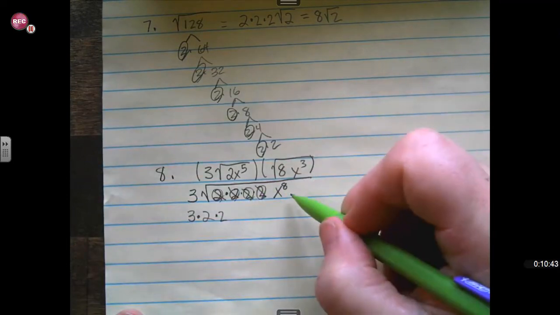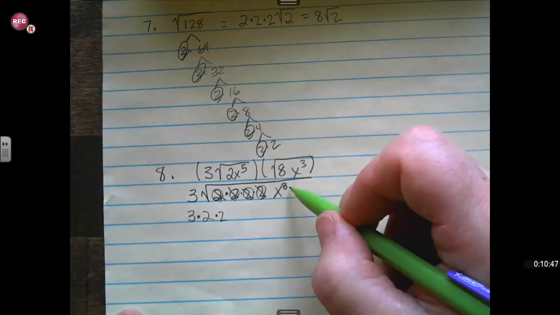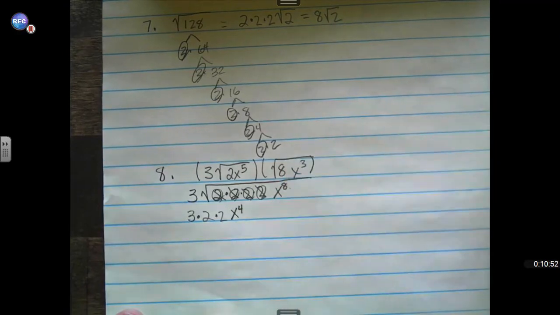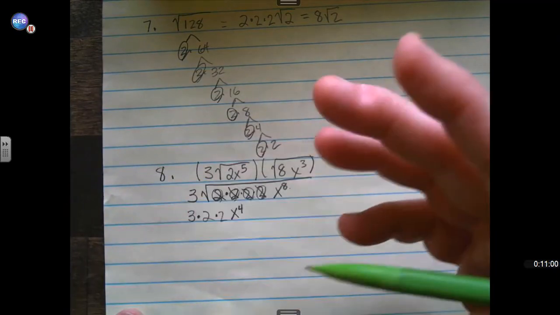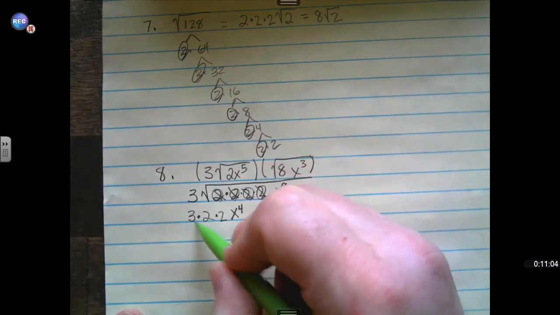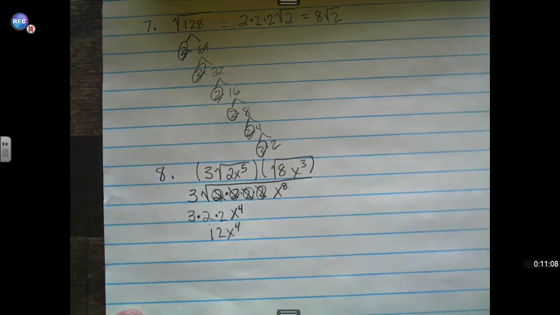And remember to take the square root of an exponent, we divide it by 2. So x to the 8th becomes x to the 4th. Everything came out of the radical, so there is no radical symbol left. There's no square root left. 6 times 2 is 12. x to the 4th would be our final answer.